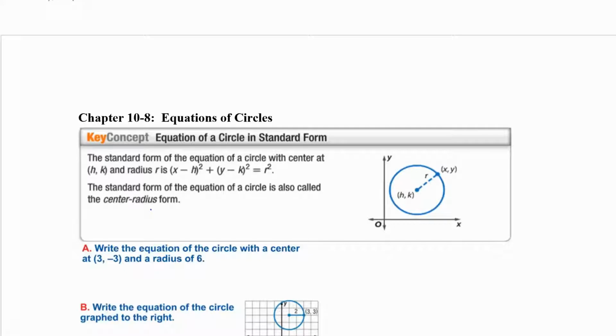Chapter 10.8, Equations of Circles. In this chapter, we're going to learn how to write the standard form of equation of a circle.